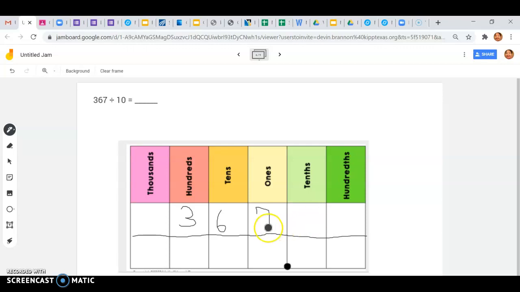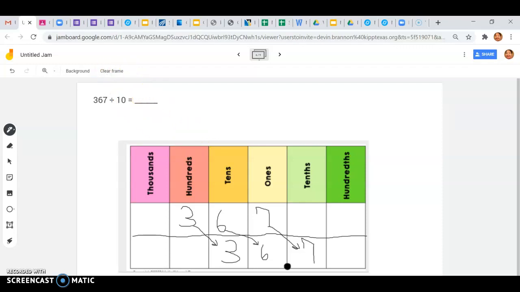So what's going to happen is that we're going to shift our place value to the right once because we're dividing. We want it to get smaller. So that 7 is going to move to the tenths place by 1 place value. The 6 that's in the tens place is going to move to the ones place by 1 place value. And the 3 that's in the hundreds place is going to move to the tens place. Okay? So when we are dividing by 10, we're shifting to the right to make it smaller.